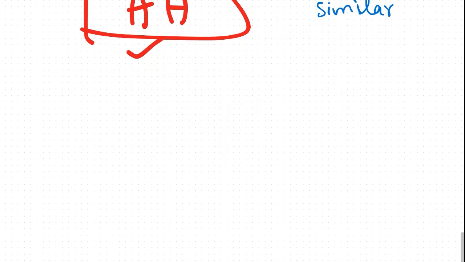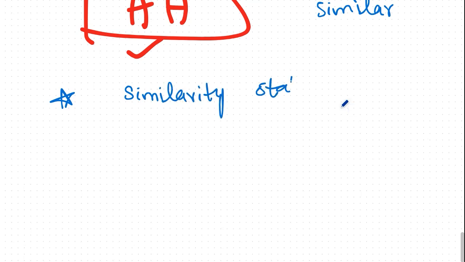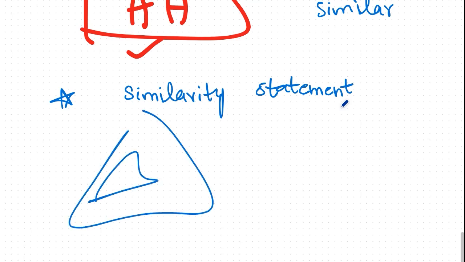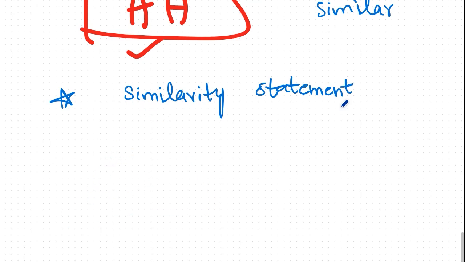So when it comes to similarity, there is one more important point, which is the similarity statement. Statement means, how do we write that? We don't always draw the diagram and say these two triangles are similar. We have to write it in terms of alphabet. We write it like this: triangle ABC, let's say, to another triangle DEF or LMN or PQR.